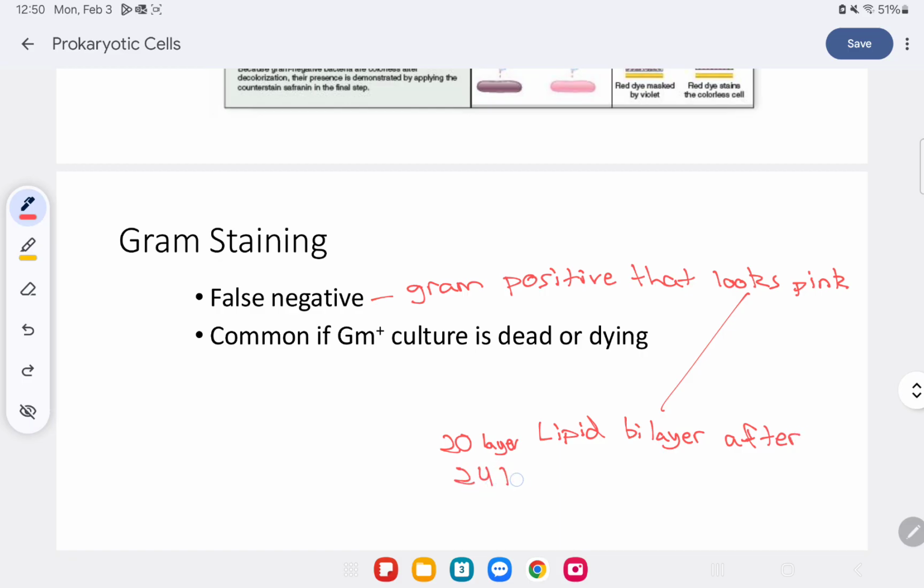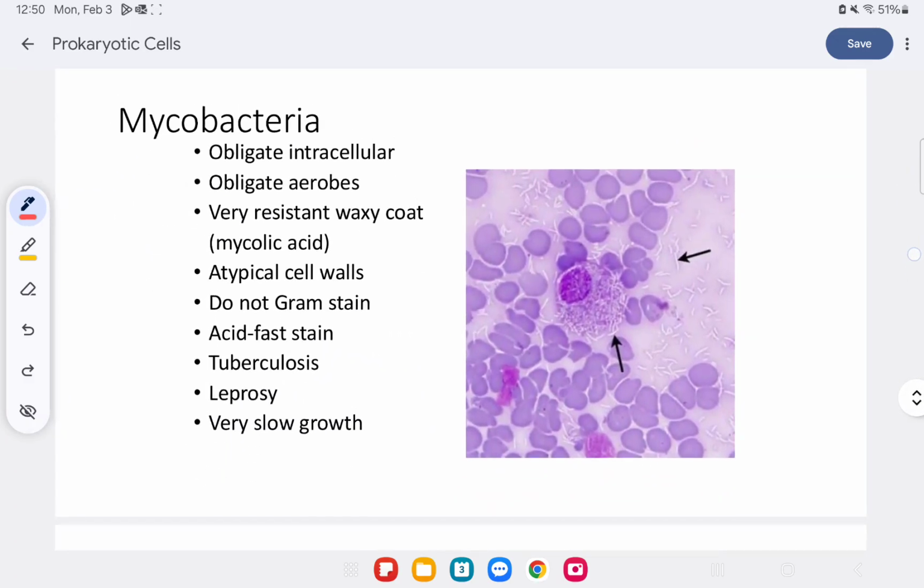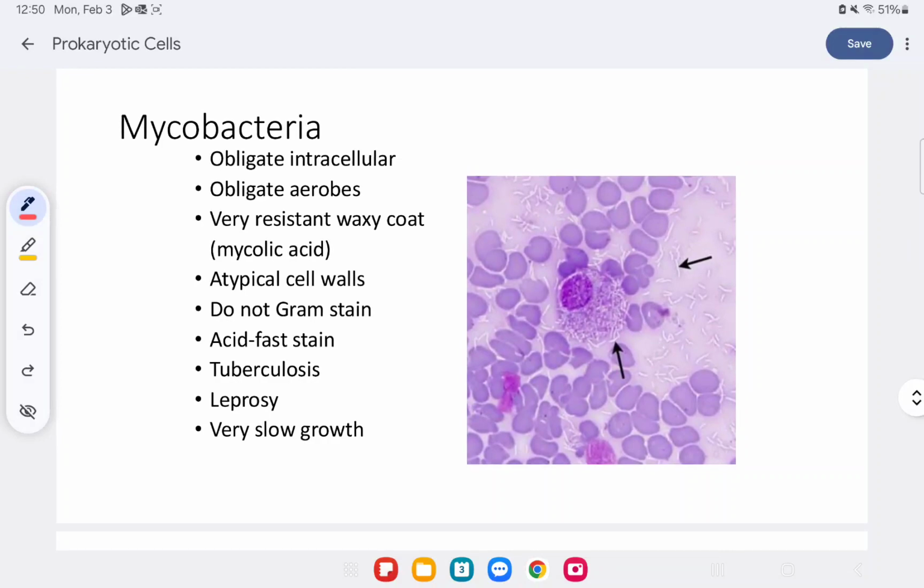There are two very important types of bacteria that cannot be gram stained. One is the mycobacteria, because they have a 70 carbon long, yeah, I know, it's a lot, 70 carbon long lipid layer called mycolic acid. And it's so many carbons and it's so hydrophobic that it's more like a wax than it is an oil. And because of that, it repels anything that's charged.